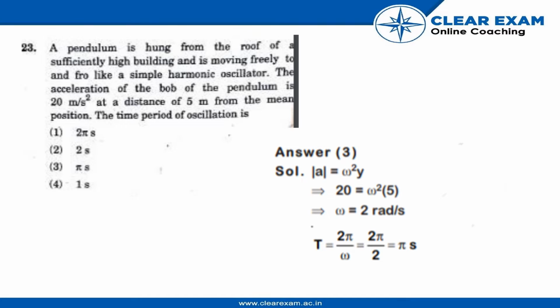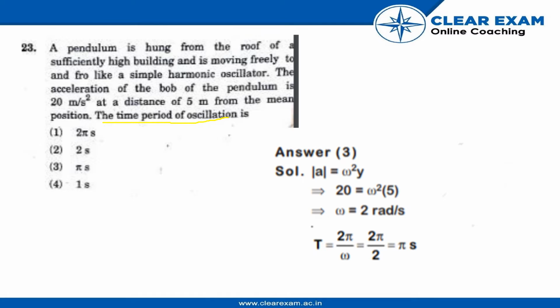Hello. So today's question is: a pendulum is hung from the roof of a sufficiently high building and is moving freely to and fro like a simple harmonic oscillator. The acceleration of the bob of the pendulum is 20 meter per second square at a distance of 5 meter from the mean position. The time period of the oscillation is?